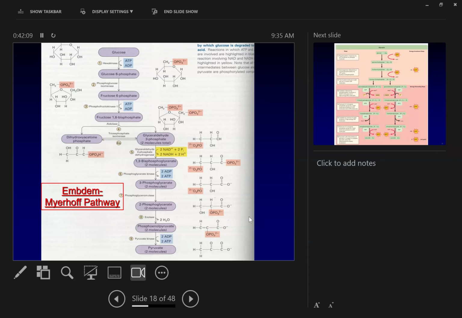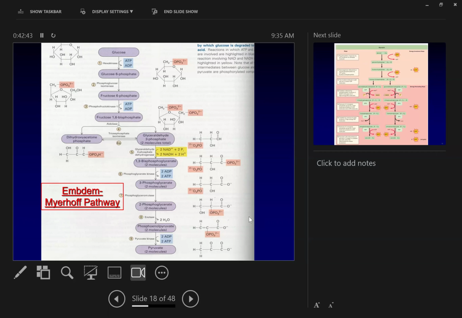You do not have to know what step this happens in. You do not have to know the names of all of these things. All you need to know is it gets split, we pull off some electrons, and as it goes down, for each 3-carbon molecule, we make 1 ATP. So at this step, because there's 2, you make 2 here. We get down to here, we make 2 more, okay? And we end up with a molecule called pyruvate.